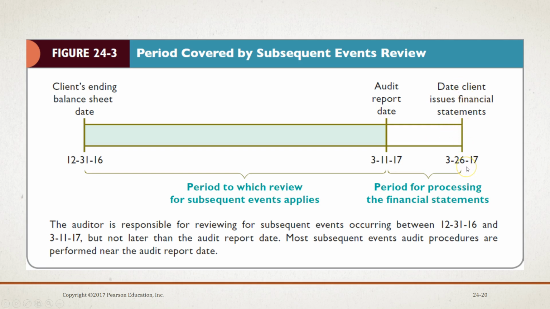They issue the financial statements March 26th. So therefore, if there's a subsequent event between December and March 11th, the auditors are responsible. What does that mean?